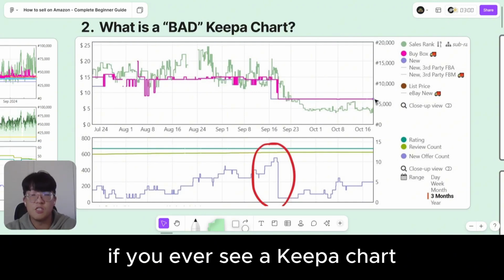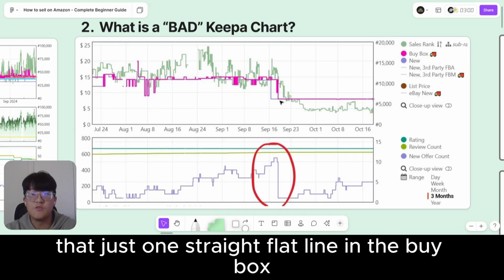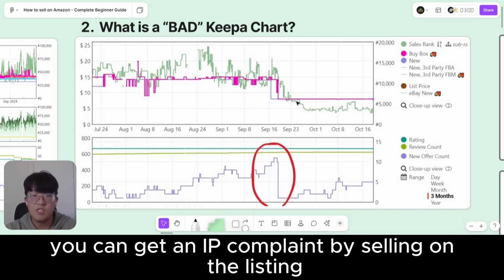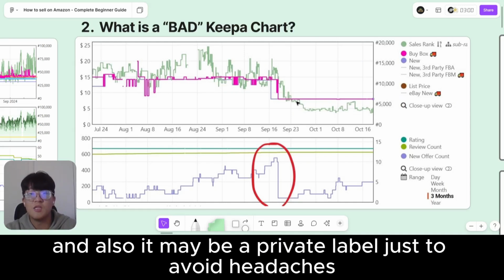If you ever see a Keepa chart that has just one straight flat line in the buy box, you should absolutely avoid. That's an indication you can get an IP complaint by selling on the listing, and also it may be a private label. Just to avoid headaches, you should move on.